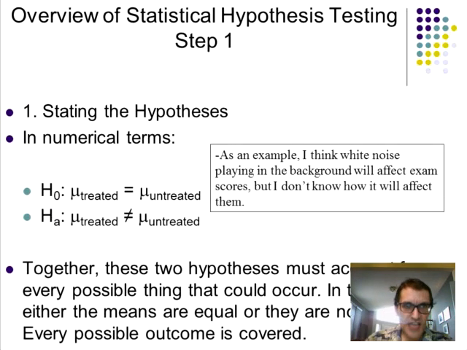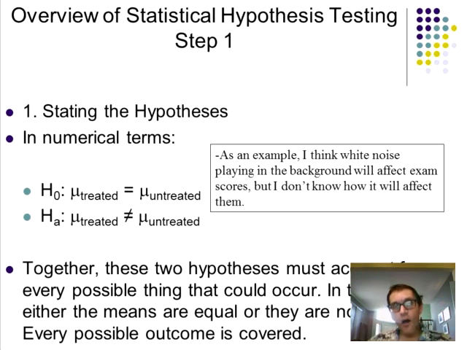So the first step, we're going to talk about stating these hypotheses, and I'll keep it simple here. I'm going to take an example off to the side because all of a sudden this SAT example is going to be a little weird. So as an example, perhaps I think if I play white noise in the background while people are taking an exam, it's going to affect their scores. And I don't know if it's going to improve them or make them worse. I just think it's going to affect their scores. Okay? So I believe if I add this manipulation of white noise, it will affect exam scores. But I am saying nothing about whether it'll make them better or worse. No, I'm just saying I think the addition of white noise will somehow change the exam scores.